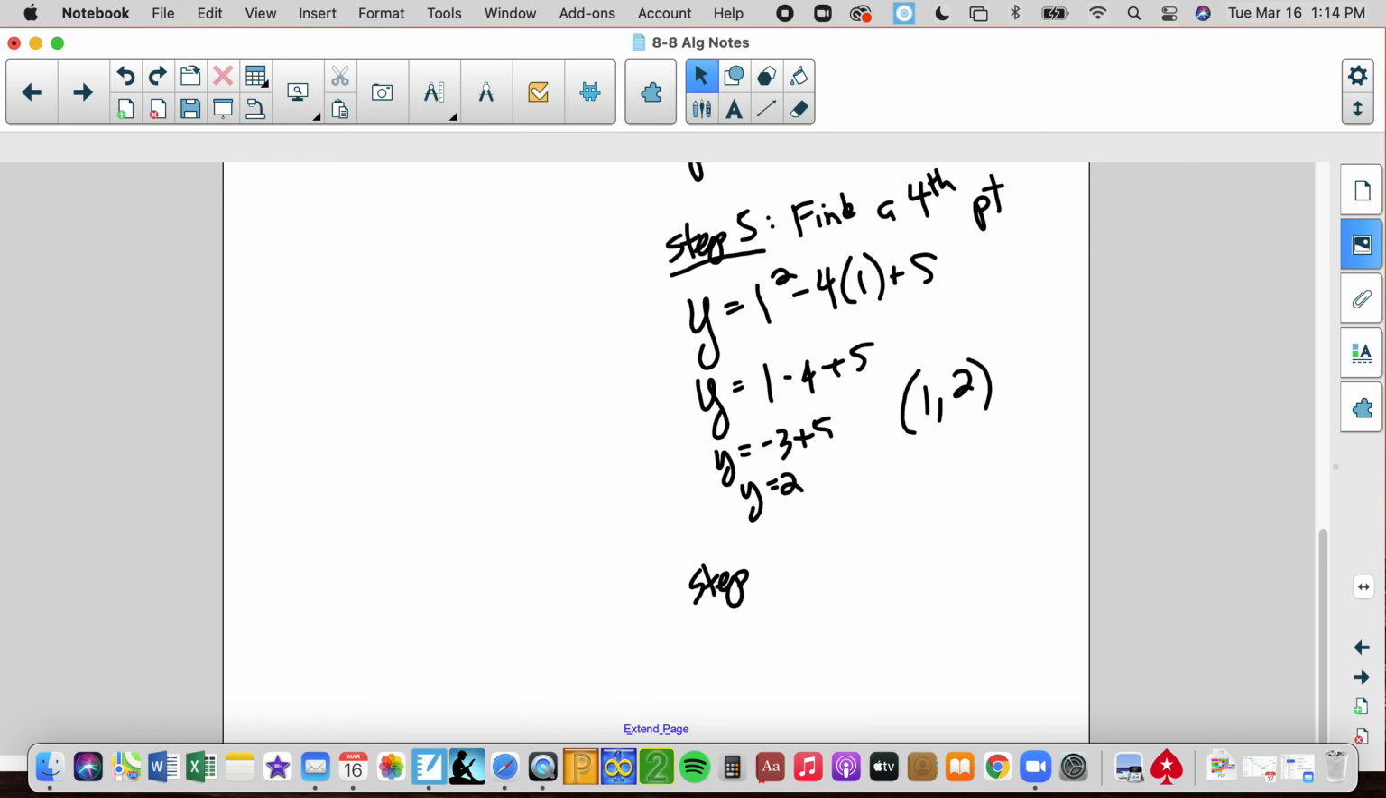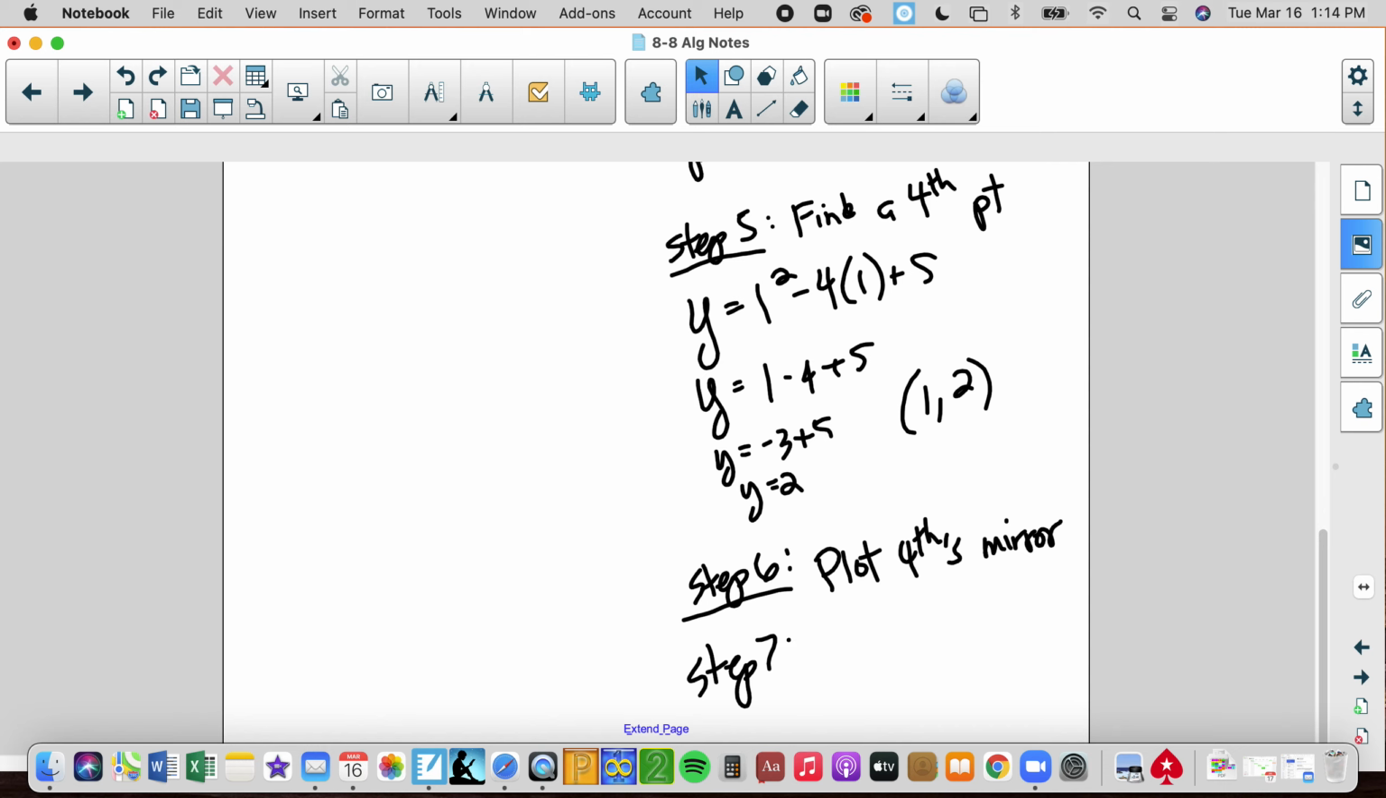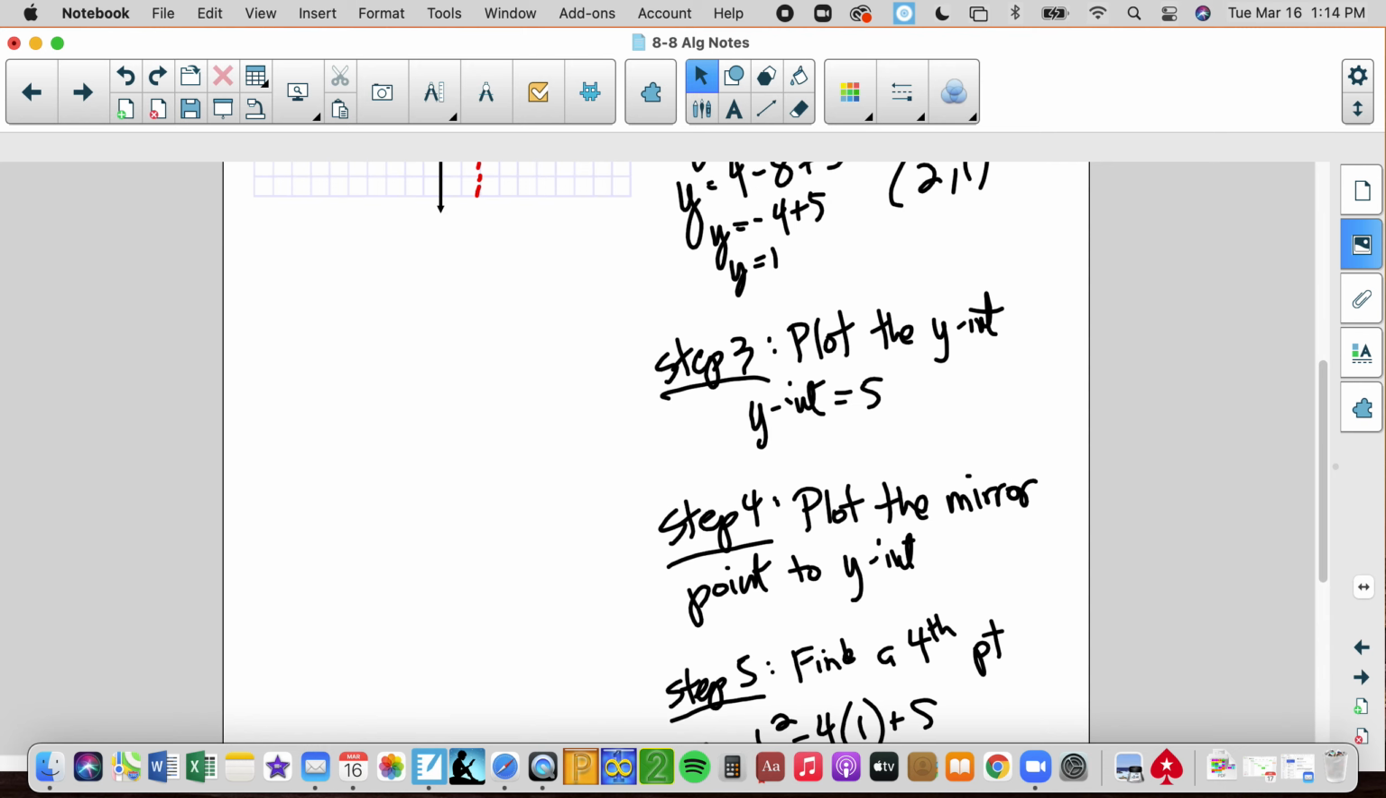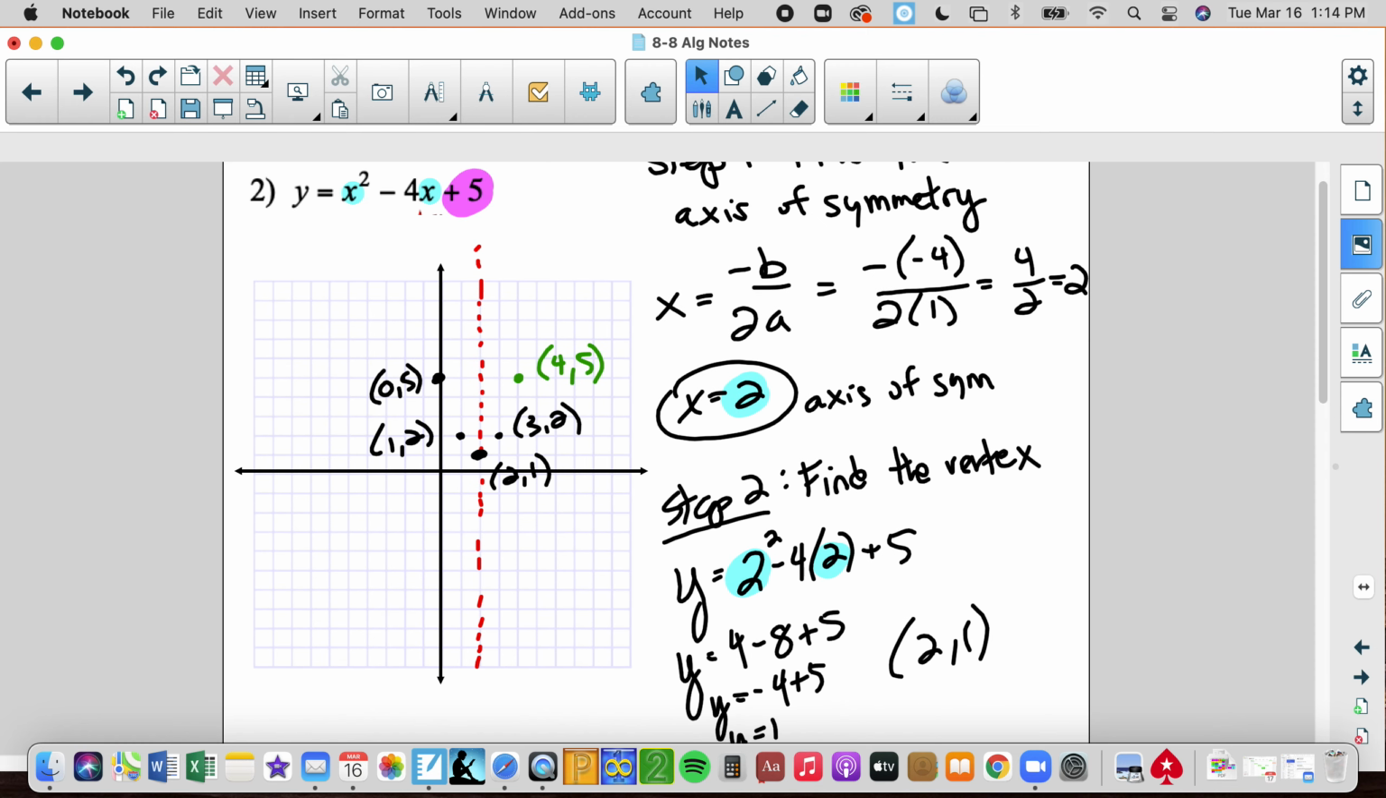And the next step, step 6, is plot the fourth point's mirror point. And then step 7 is graph. Connect the dots. So let's take a look here. If we connect the dots, we've got a much better shape. We understand where the bottom of it is. We know where it extends, whether it's skinny or fat, and that's great.